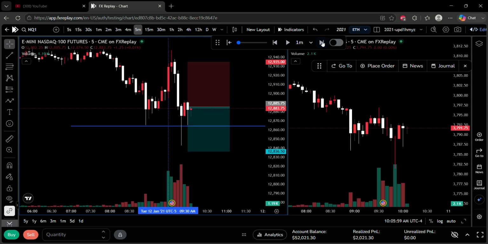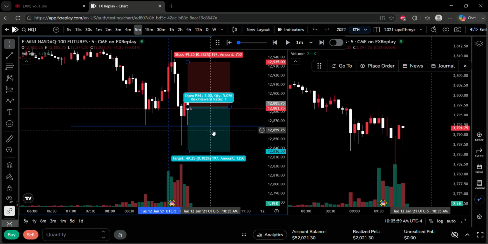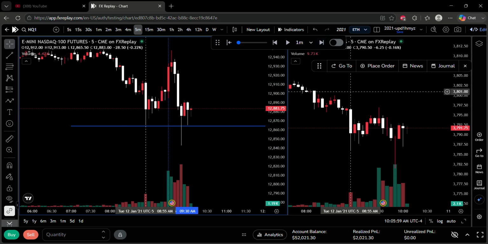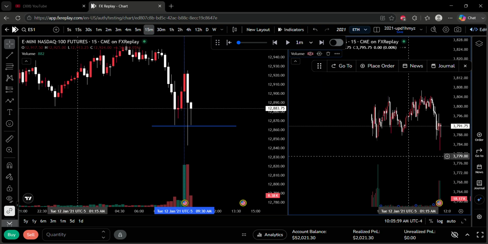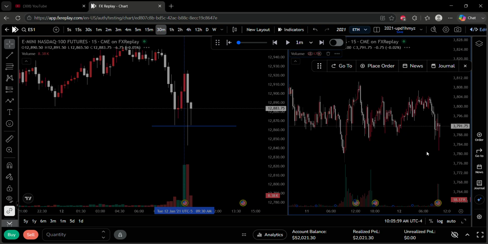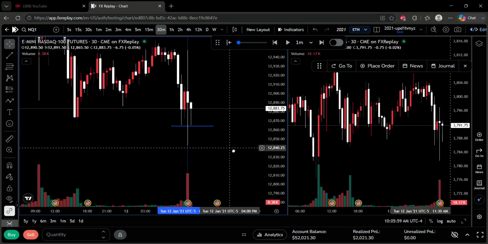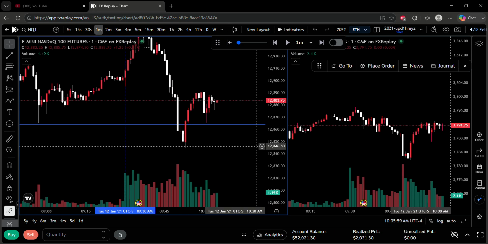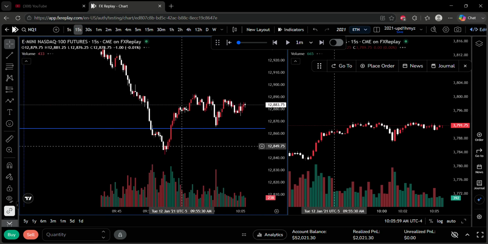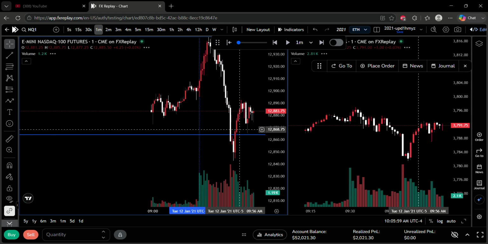Didn't even hit full TP. Wait, see if we get a long. See if ES is in a key level. Nope. Actually, yeah, 30-minute gap. Hold on. No 15-second, terrible structure.